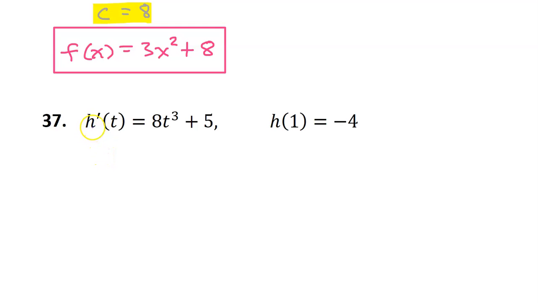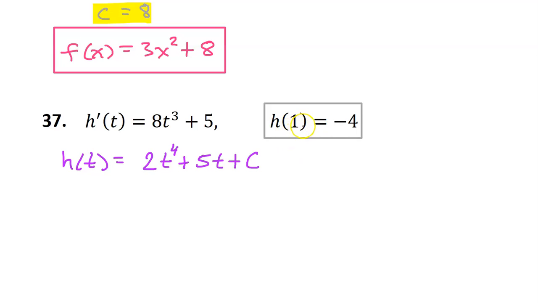Similarly, the antiderivative of h prime is h, and t to the third power becomes t to the fourth power. Dividing by the new exponent, 8 divided by 4 is 2. The integral of 5 is 5t, and we include the constant of integration. Now we use this initial condition to find c.